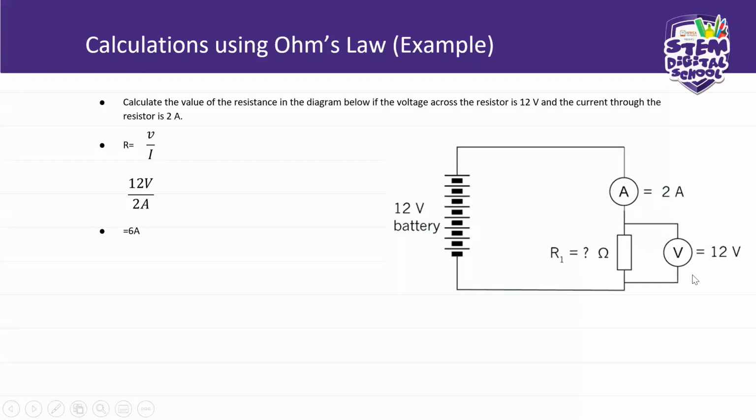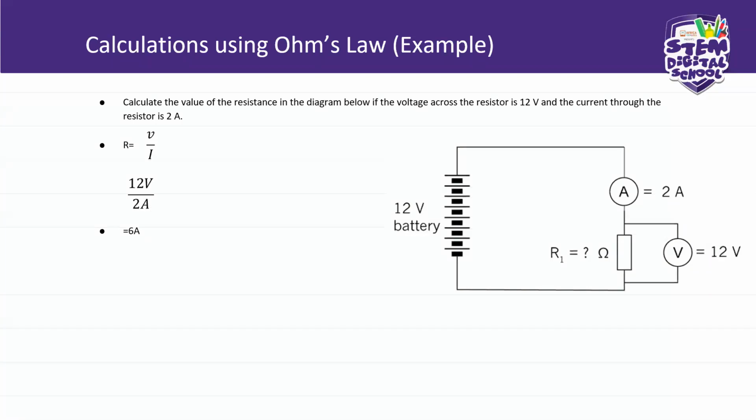So we have a voltage of 12V. There's our voltmeter, it's 12V. Now, we want to find resistance. What is the formula for resistance? The formula is voltage divided by current. So voltage is 12V divided by 2 amps.